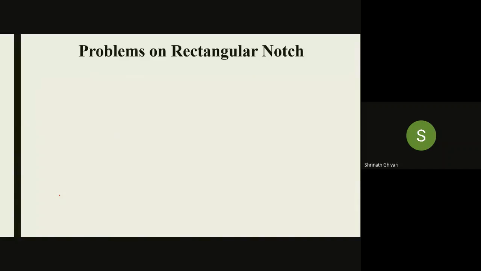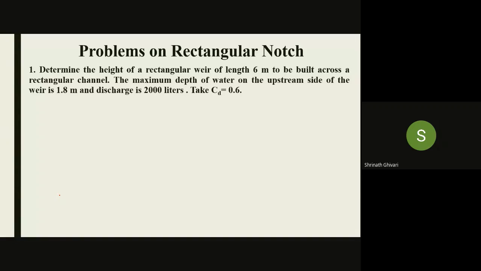Okay. So you read the question and try to solve it. Determine the height of a rectangular weir of length 6 meter to be built across a rectangular channel. As I've told you, we are using a rectangular channel. Now there is a height. The maximum depth of water on the upstream side of the weir is 1.8 meter and discharge is 2000 liters. Take CD equal to 0.6.